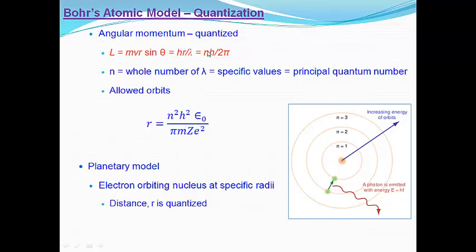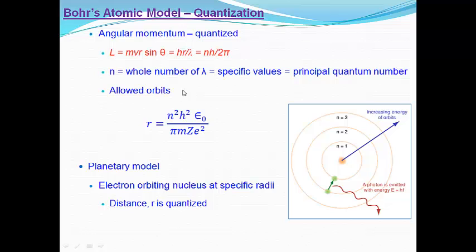Now, this n here is what we describe as the principal quantum number, and it tells us that there is a whole number of wavelengths of specific values. That is to say that the wavelength changes by specific values. We don't have a range of change of wavelength. We have the wavelength moving from one value to another value and to another value. And that is what we're seeing in our line spectrum. We're seeing definite wavelengths of color that we have when we heat up this hydrogen atom.